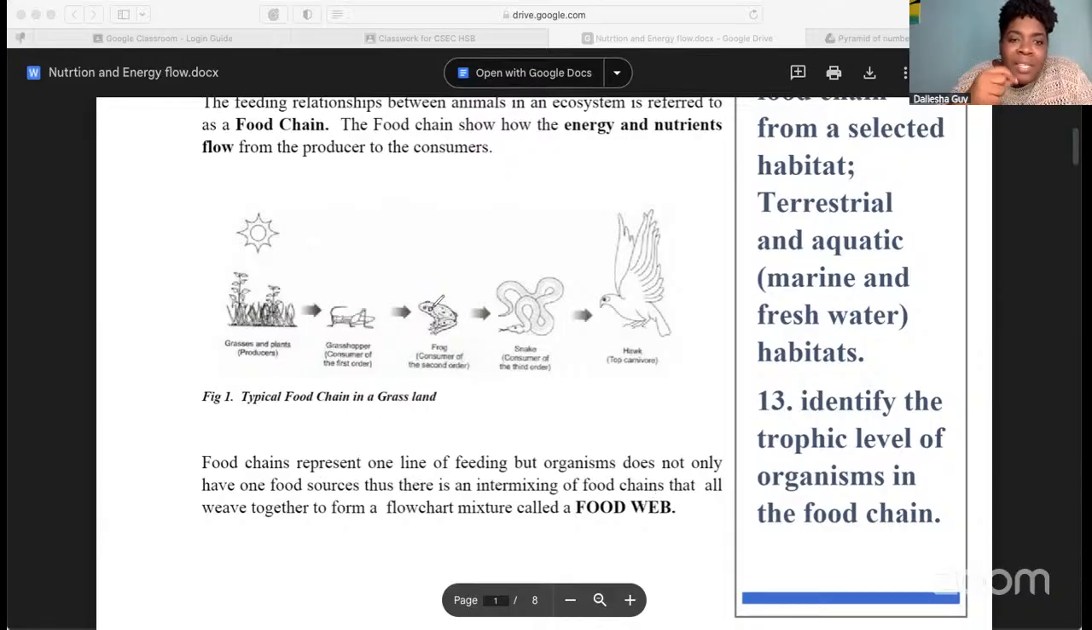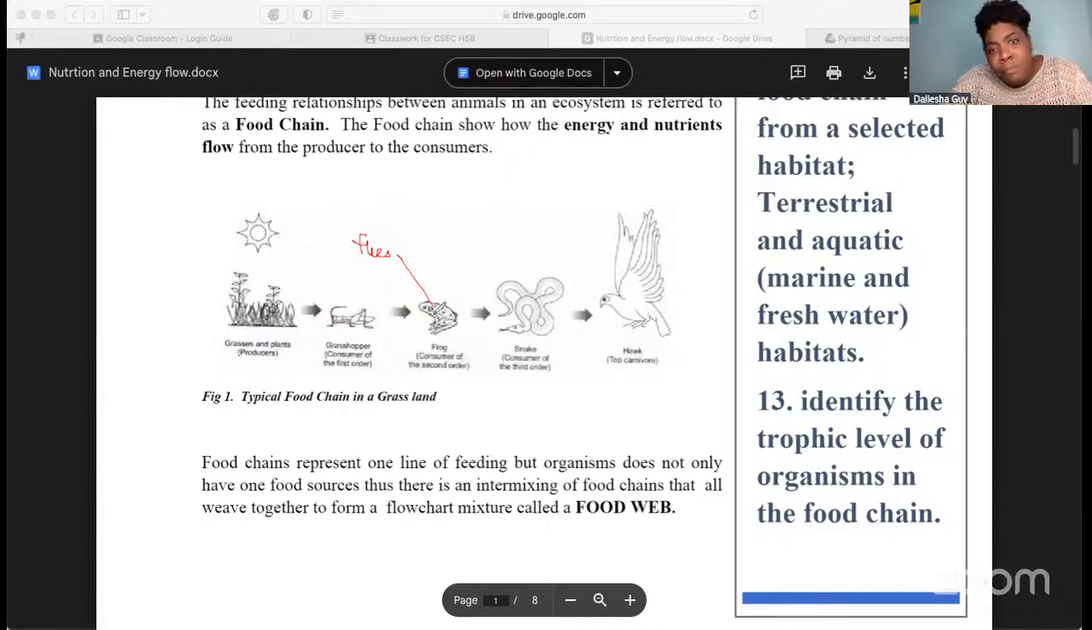So basically, we are saying, yes, this frog feeds on a grasshopper, but it may also be feeding on some kind of fly or some kind of insect, right? And this grasshopper may eat grass, and it may have something else feeding on it as well. It may have some kind of bird that is feeding on the grasshopper.